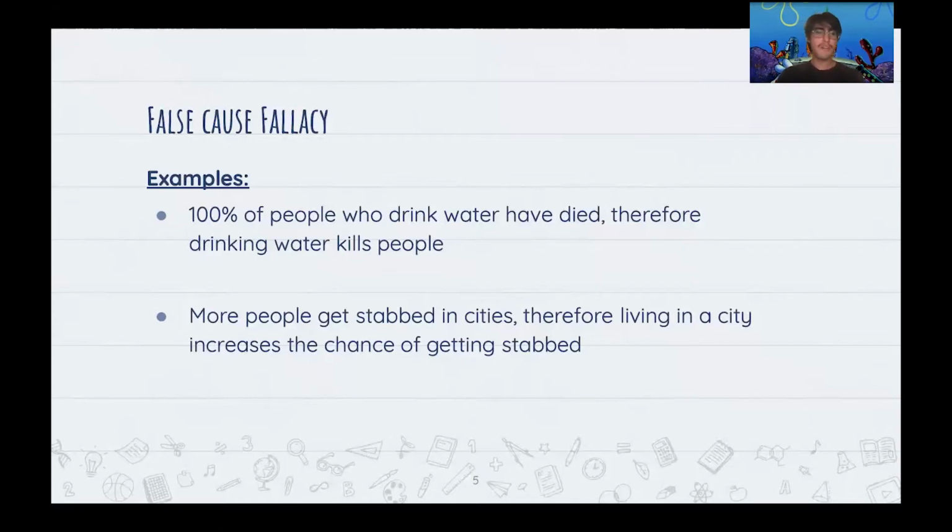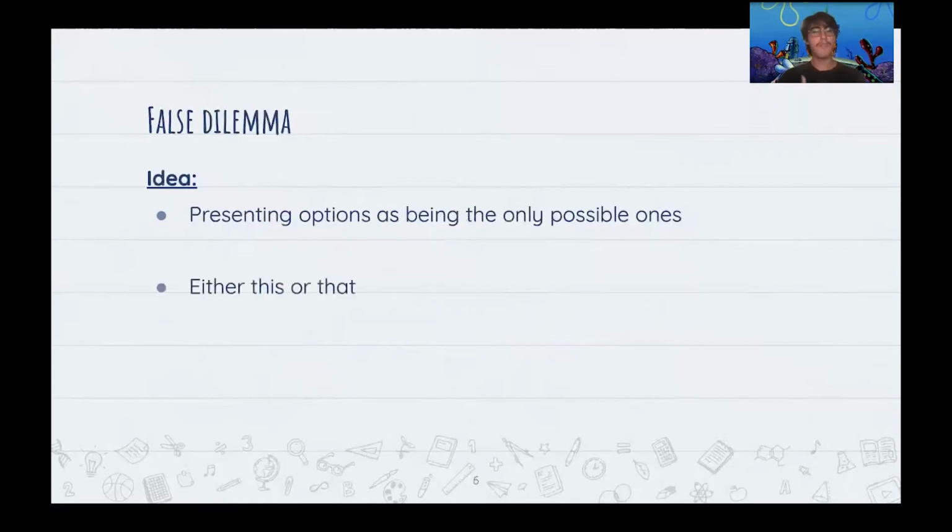Now, if we move on to another fallacy, this is the false dilemma. The idea behind the false dilemma fallacy is that people present options as being the only possible ones. So the idea of it's either this or it's either that, without giving any possibility for nuance or any possibility of other options that they may be hiding or may not know.